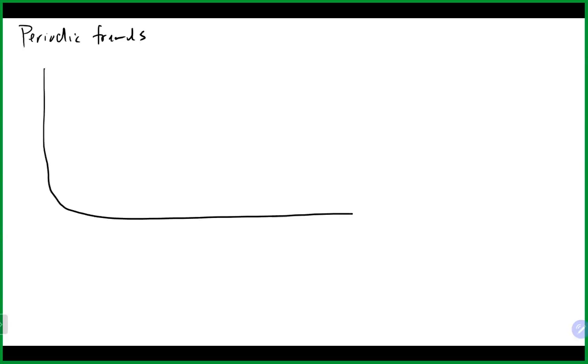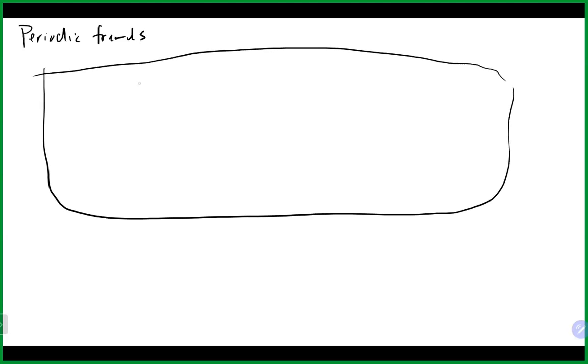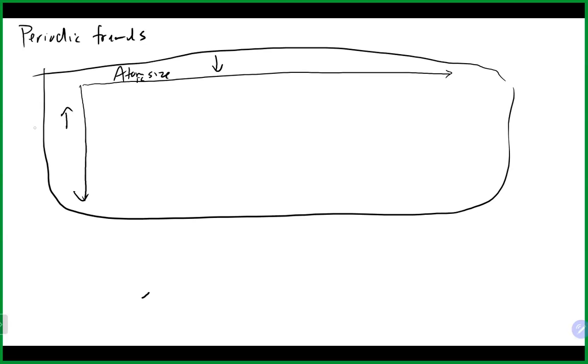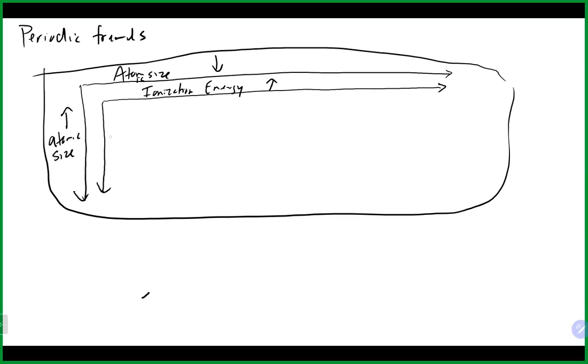And when we look at the periodic table, as you go up and to the right, the atomic size decreases. And it will increase the atomic size as you go left and down on the periodic table. As you go up and to the right, the ionization energy increases. And as you go down and to the left, it decreases.